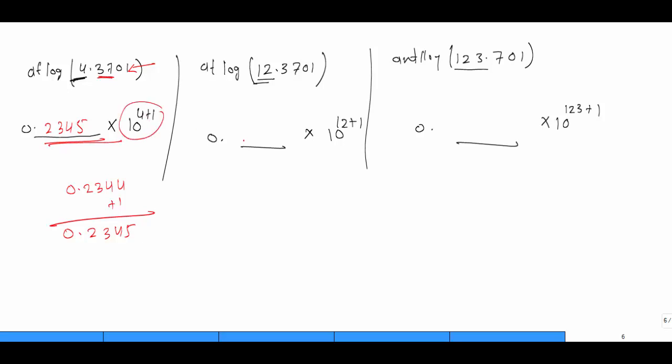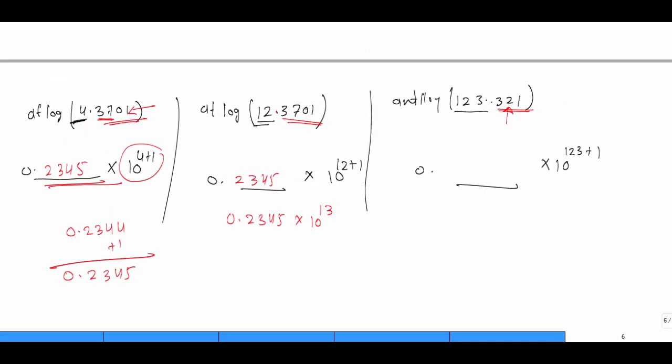That's the final answer. In this case, because the values after the decimal are the same as in the first case, you can directly write down the answer: 0.2345. So your final answer will be 0.2345 into 10 raised to the power 13.